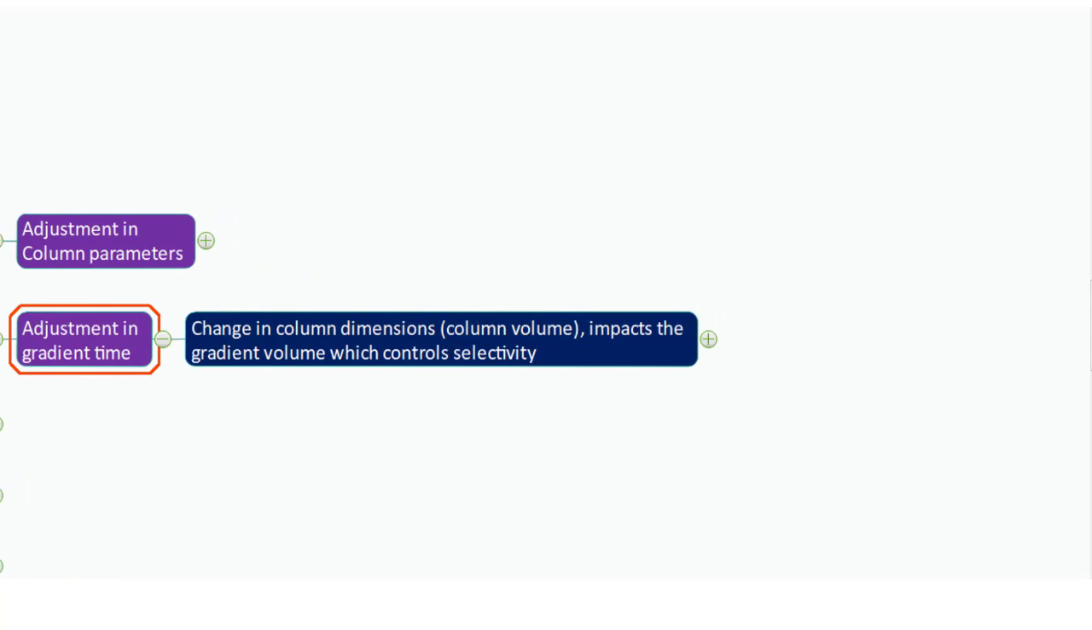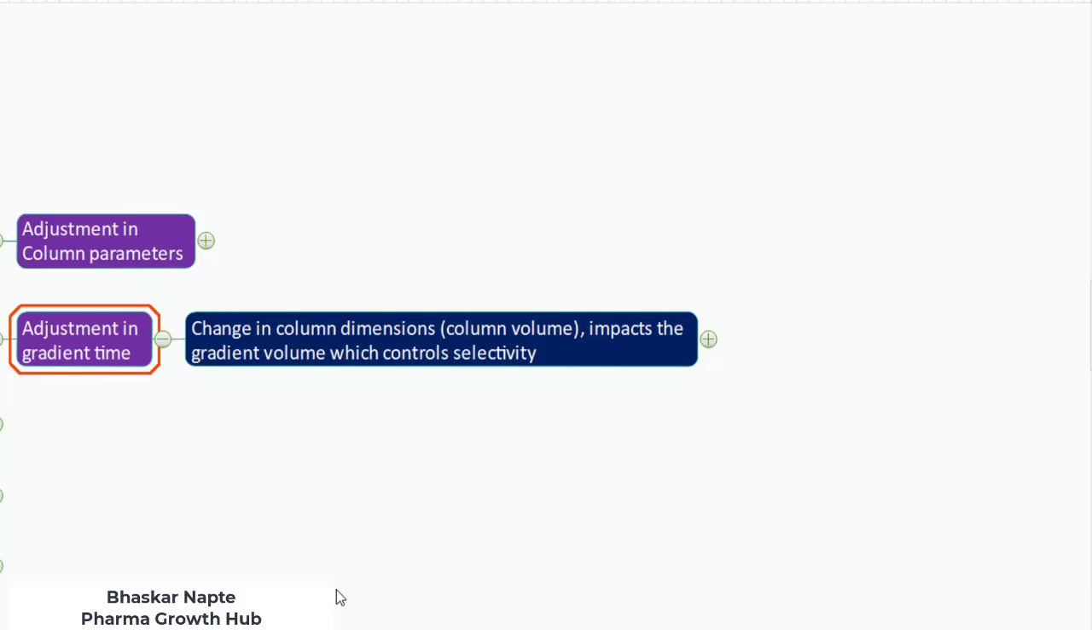Change in column dimensions, that is column volume, impacts the gradient volume, which controls selectivity. In case you are making a change in the column dimensions and the length of the column gets changed, the column volume will also change. This change in the column volume, whether decrease or increase, has an impact on the gradient volume too.